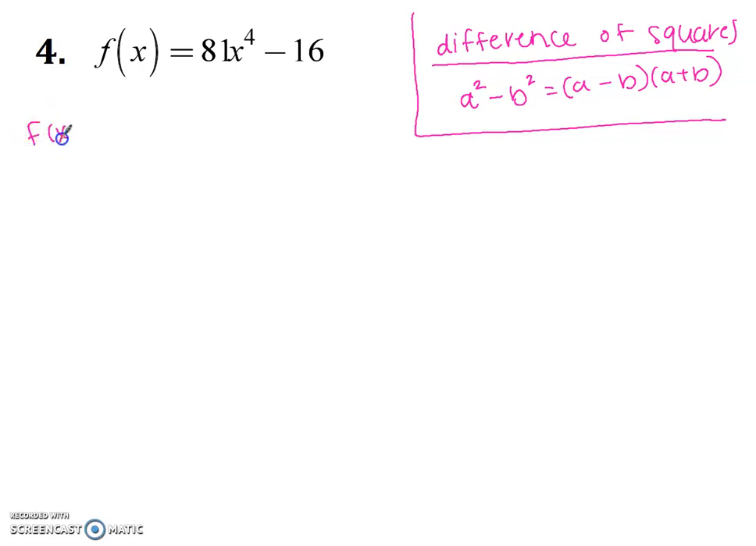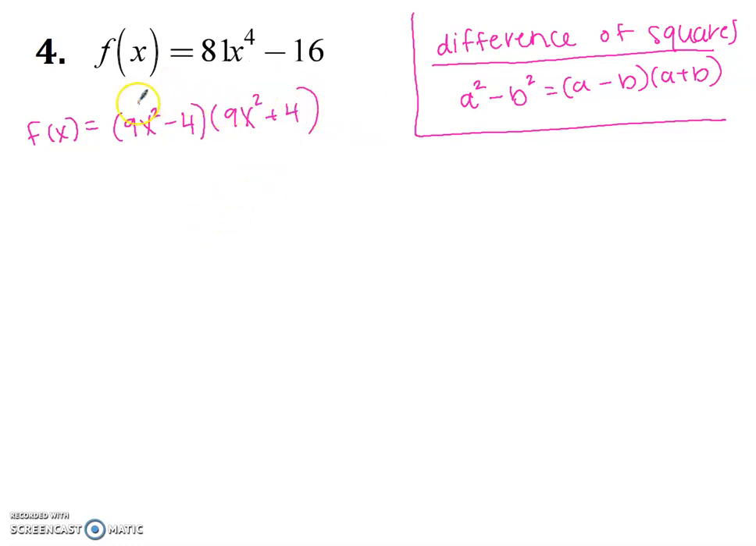So on this one, to completely factor, I'm going to take the square root of 81x to the fourth. So that'll be 9x squared. To square root a variable, you just divide the exponent by 2. Square root of 16 is 4. So that'll be my first factor. And then my second factor will just be plus.